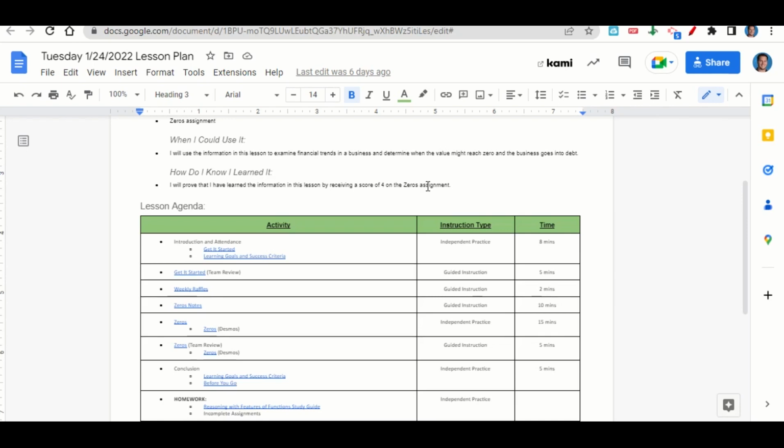At the end of class, we'll go back over our learning goals and success criteria while you fill out your Before You Go. Your only homework for tonight is to continue working on the reasoning with features of function study guide and any incomplete assignments that you may have.